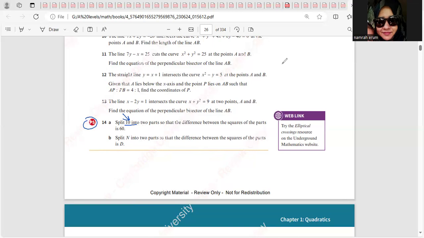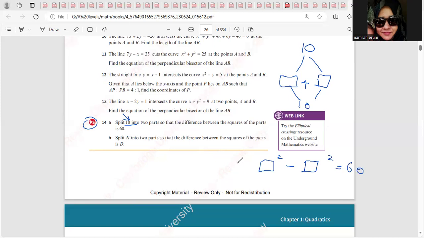Split 10 into two parts. Like, you remember the number bonds we learned in lower grades. We have to split 10 into two parts. When we add them, the answer is 10. But the difference of squares of these two is 60. Simply, x plus y is 10. x squared minus y squared is equal to 60. Okay? Yes, miss. I hope you can do it.